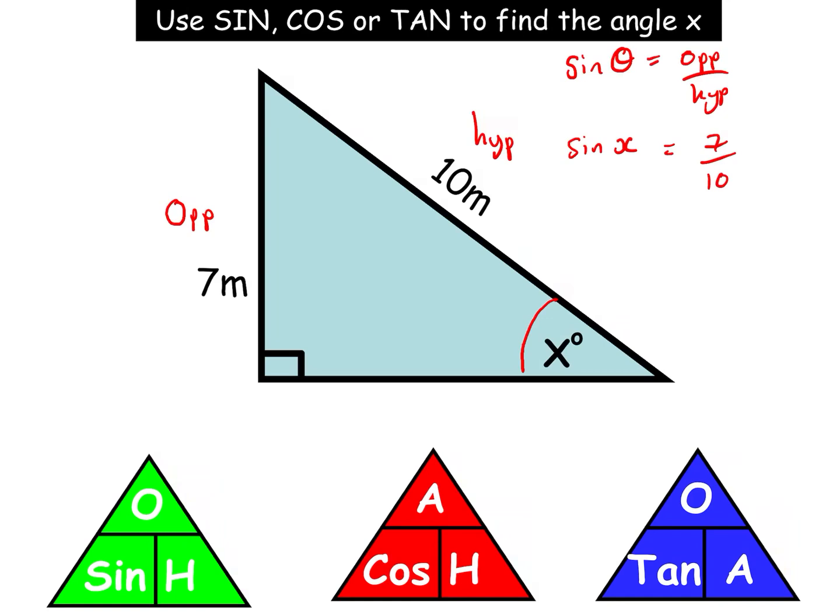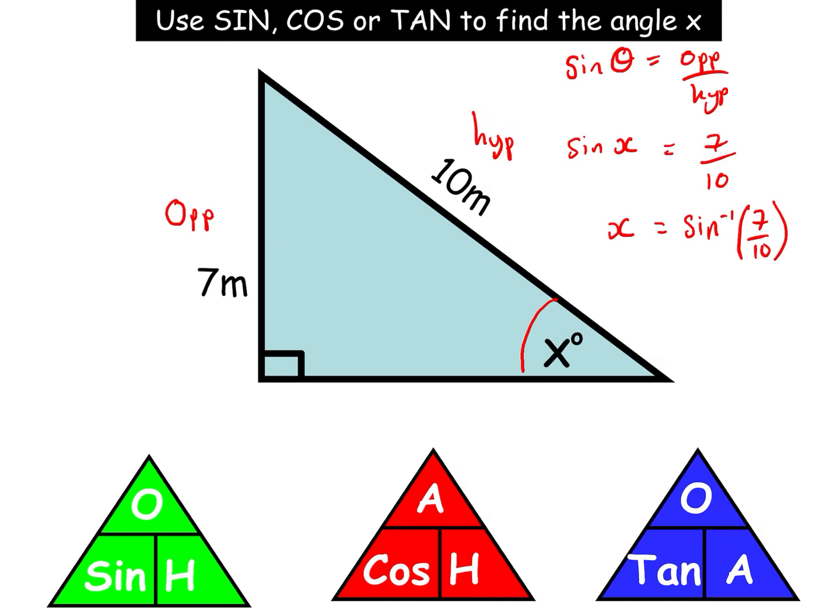Okay? Now, here's the tricky bit that you have to remember. How do we make x a subject of this formula? What we need to do is we need to inverse the sine. Okay? And so the inverse of sine is what we write it like this. Okay? Sine to the minus 1 of 7 over 10. Okay? And again, we're just going to use a calculator.